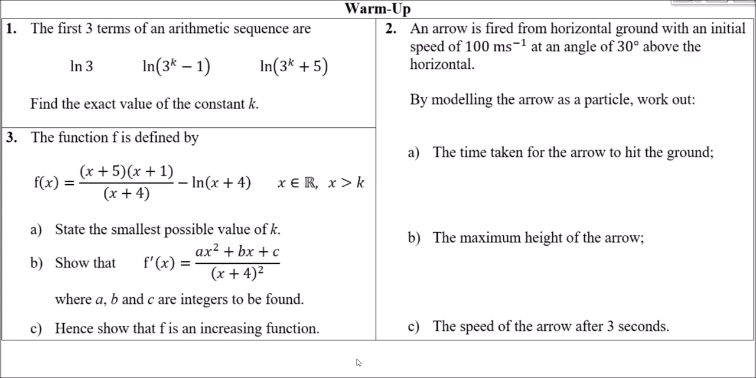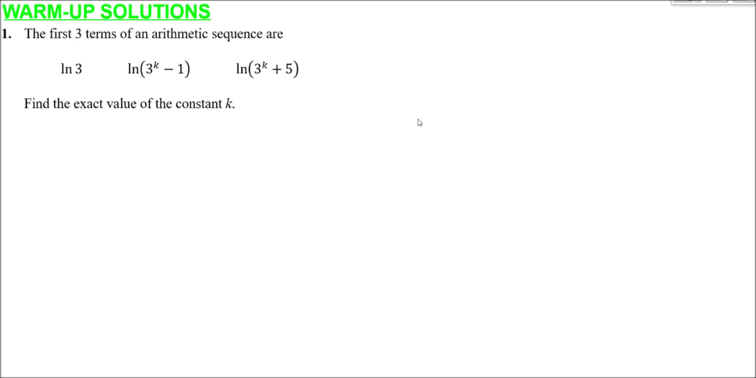Okay, assuming you've attempted those warm-up questions, let's have a look and see how to do them. So question 1, we have here an arithmetic sequence. Going back to basics, this just means that the gaps in between the terms are constant. So we need to find the exact value of the constant k. So like I say, the gaps in between an arithmetic sequence are constant. So if I just ring one in blue, one in green, and one in red, then what we can say here is the difference between the last and the middle has to be the same as the difference in between the middle and the first.